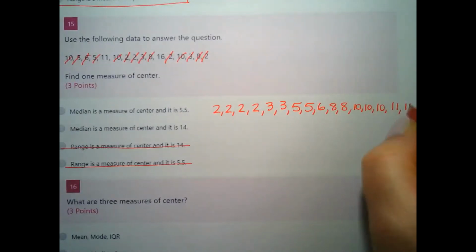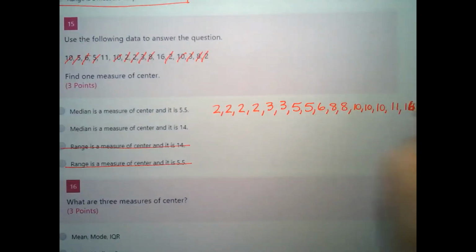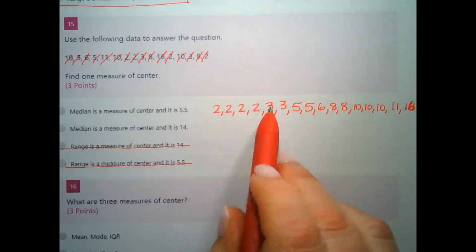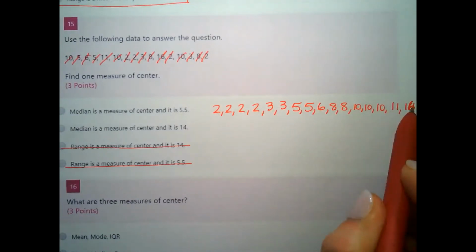11 and, oops, let's go this way a little bit. And 14. Or not 14, 16, sorry. 16 and 11. All right, so now we're going to count 1, 2, 3, 4, 5, 6, 7, 8, 9, 10, 11, 12, 13, 14, 15, 16.